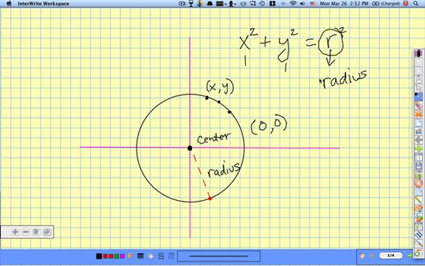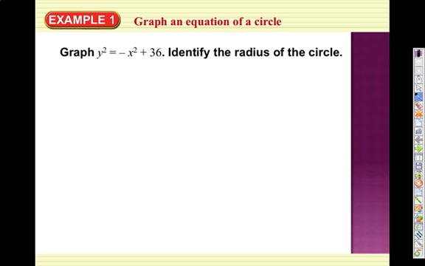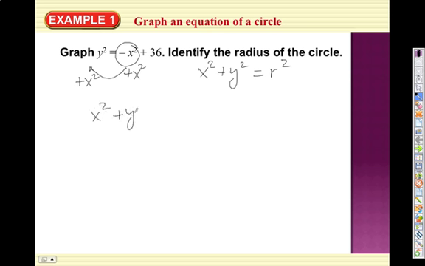So question number 1. It says graph an equation of a circle. Identify the radius. Well, very first thing here, the equation isn't the way it's supposed to be written. It's supposed to be x squared plus y squared equals r squared. And right now it is not. So let's make it that way. All we have to do is take this and put it over here, so we have to add x squared on both sides. Now it becomes x squared plus y squared equals 36.